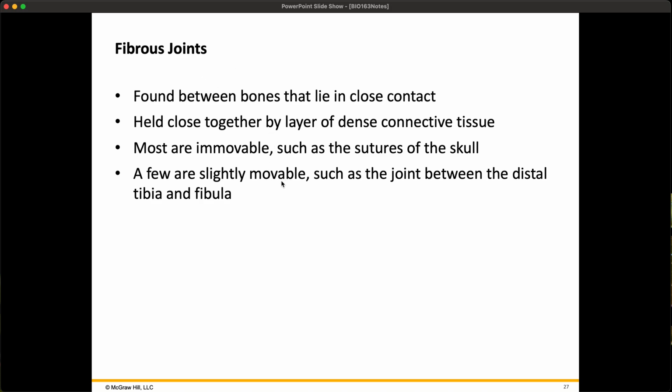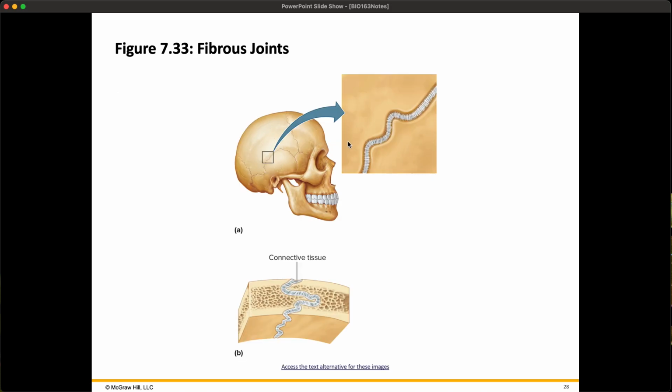Some of them are slightly movable. The joint between the distal tibia and fibula, these are the two bones in the lower leg. There's some slight movement in between those. Again, if you take your hands on the outside of your skull and you push it together, there's some slight give to your head, but not a whole lot. So yeah, here's just showing those sutures of the skull. And you can feel these sutures. If you take your hand and your fingertips and trace along these suture lines, you can feel those on your own skull.